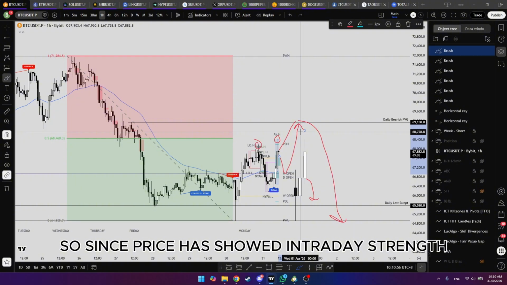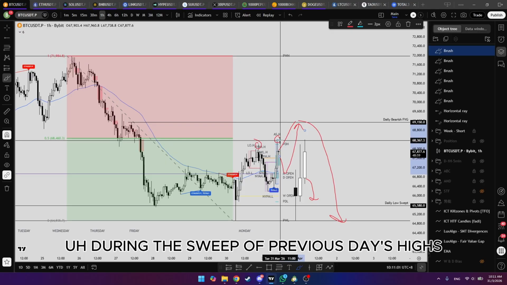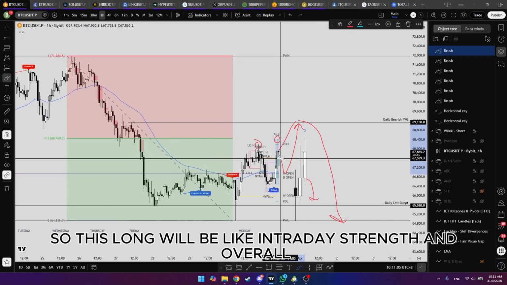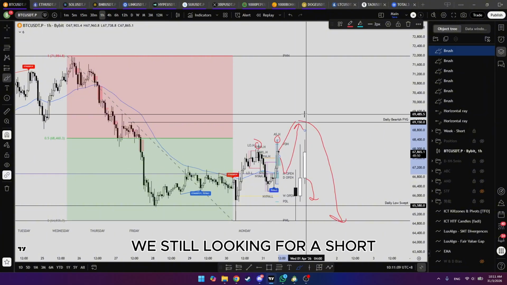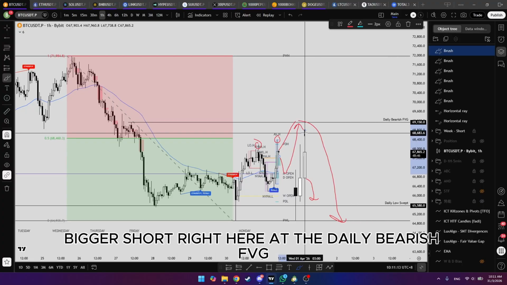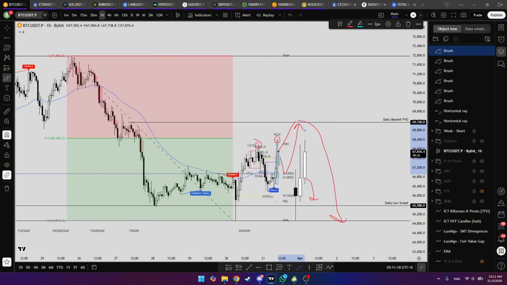So since price has showed intraday strength during the sweep of previous day's highs, and overall market structure is still bearish, this long will be like intraday strength, and overall we're still looking for a bigger short right here at the daily bearish FVG. And yeah, so that's my analysis for Bitcoin.